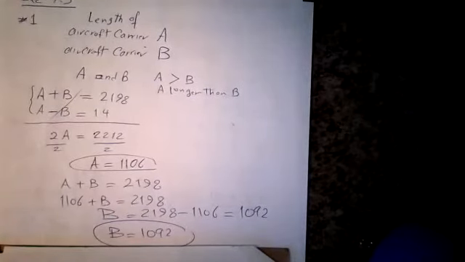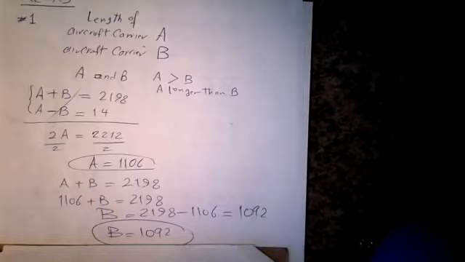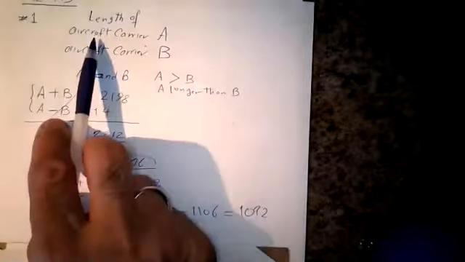So that's how to do the translation of these word problems, using two equations and two variables to solve it. Again, at the beginning, the length of each is unknown, A and B.